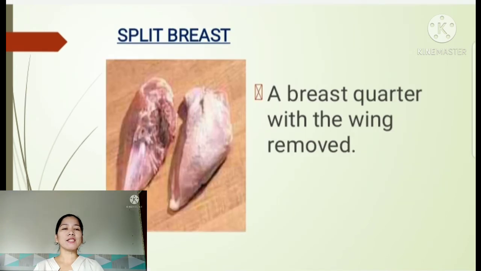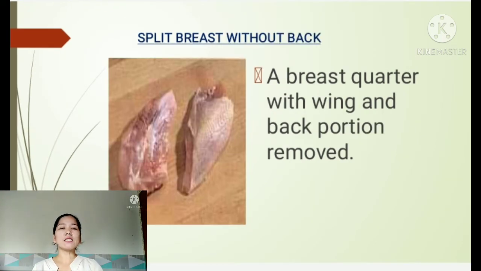Okay, split breast quarter. A breast quarter with the wing removed. Kanina, yung breast quarter kasama alin? Yung wings. Pag tinawag na natin split breast, siya ay purong pitcho. A breast quarter with the wing removed. Tinanggal na natin yung alin? Tinanggal na natin yung pakpak, o yung tinatawag natin sa English na wing. Okay, split breast without back.